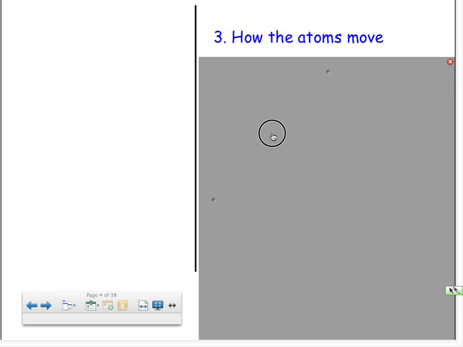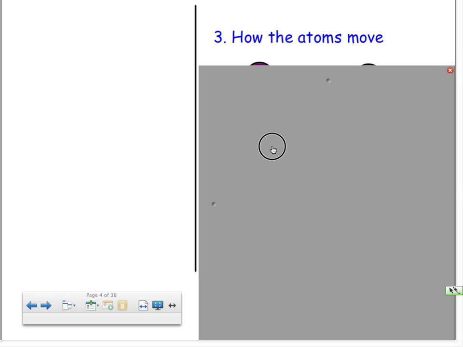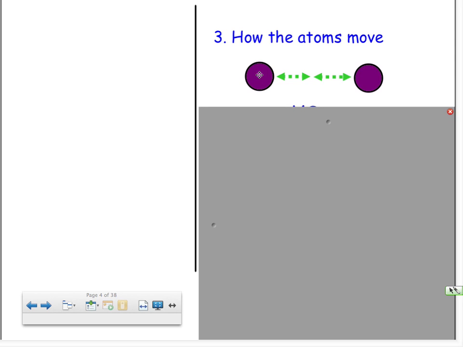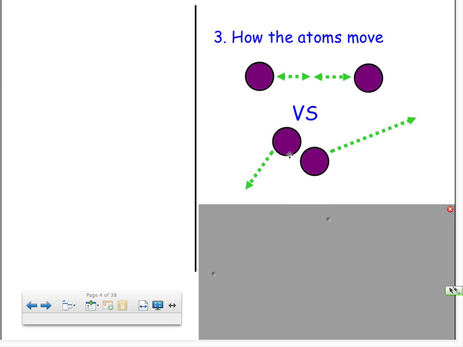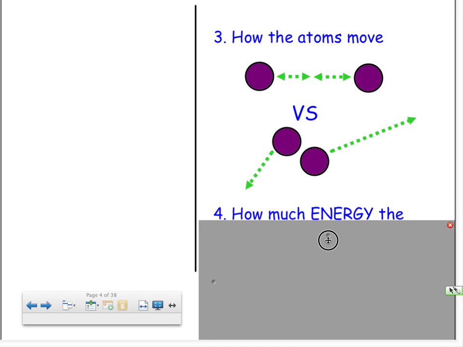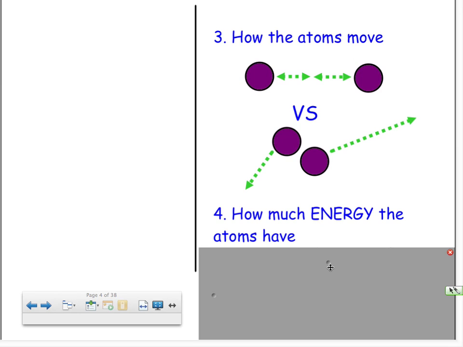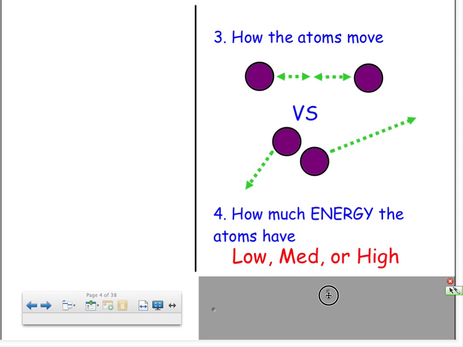How the atoms move is also specific to whether it is a solid, liquid, or gas. For example, you have here two atoms, and they're moving back and forth between each other, and they tend to stop right in the center and go right back and forth. Versus, here is another example where the atoms are just going in whatever direction they want. Another way that states of matter are different is how much energy each atom has, which can be denoted as low, medium, or high.